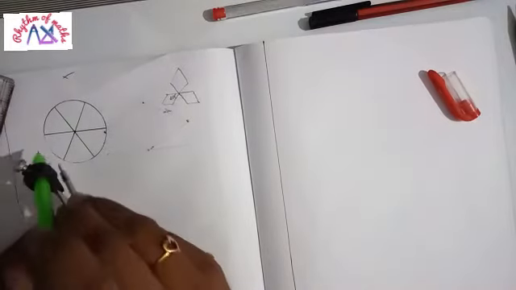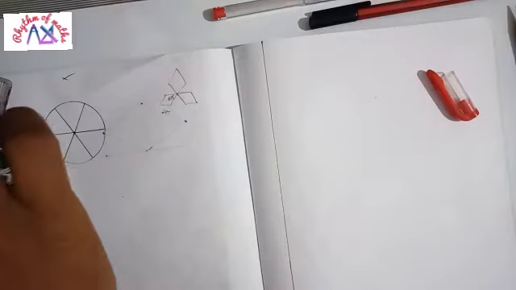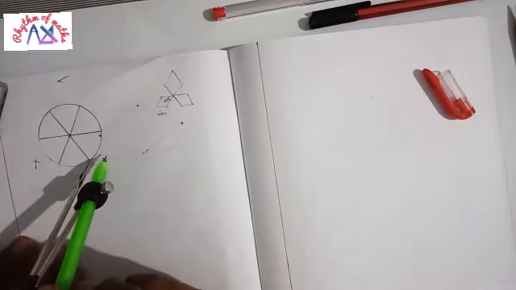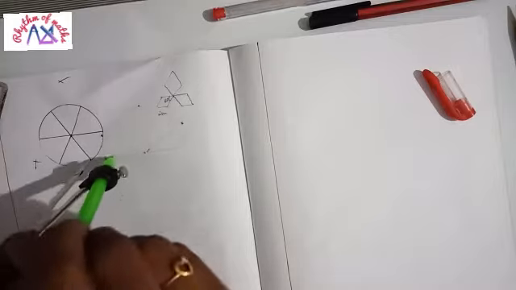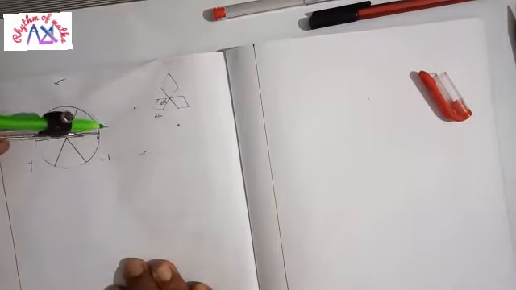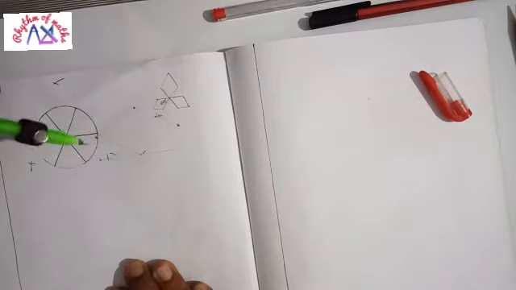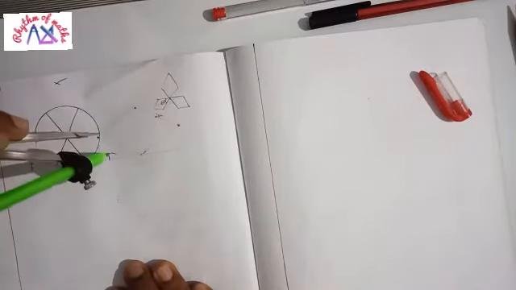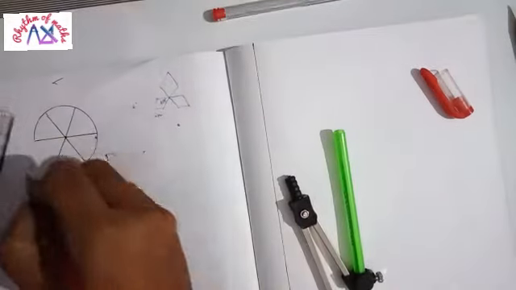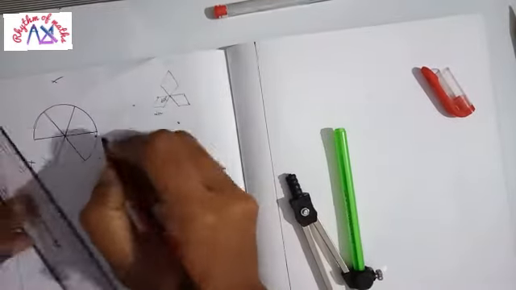It's not joined, so draw once more like this. Now with the same measurement draw an arc from the second point also. One arc like this, then second arc like this. Okay, now we got the points. Now join all the points. So this is a point here.